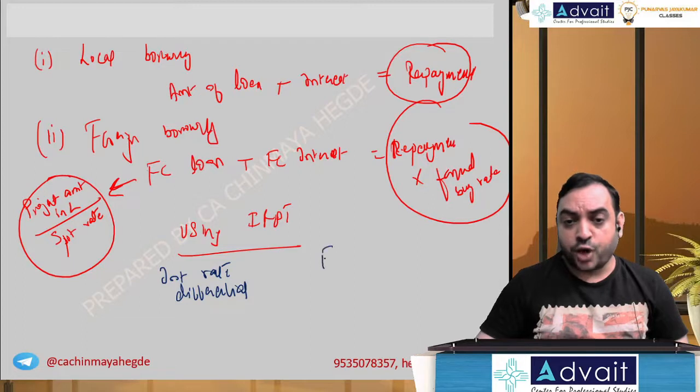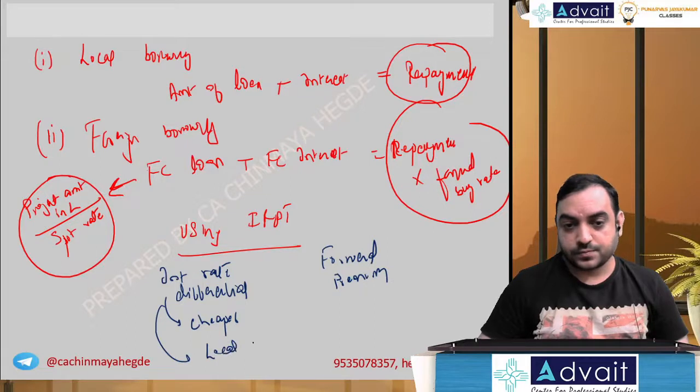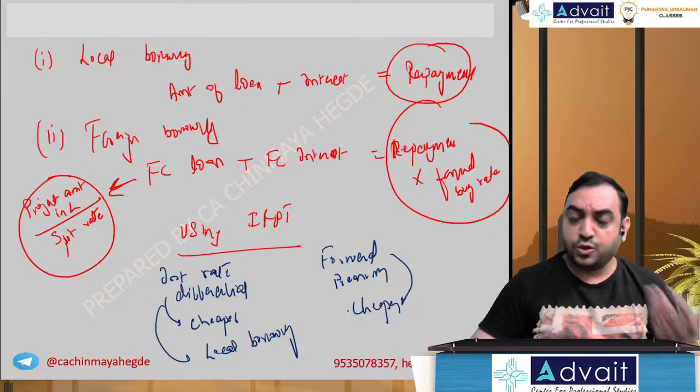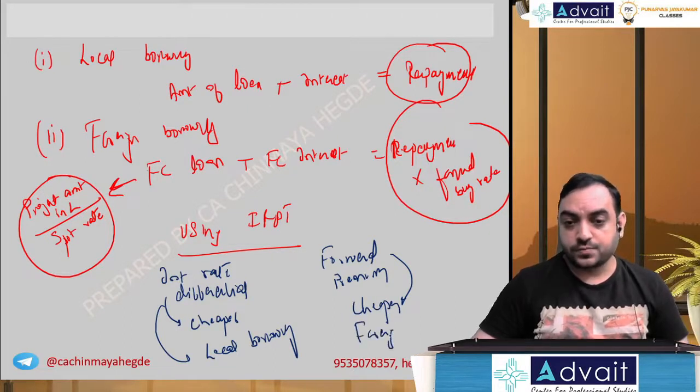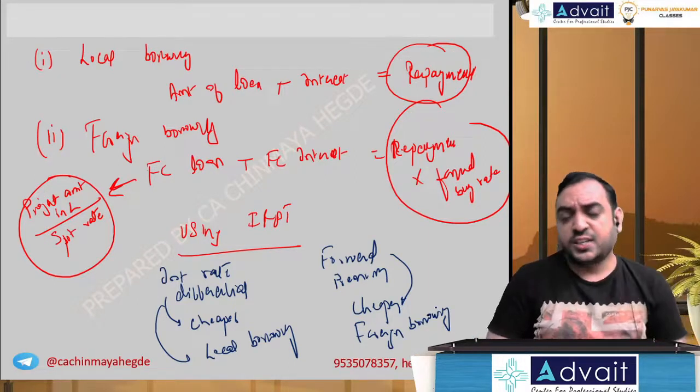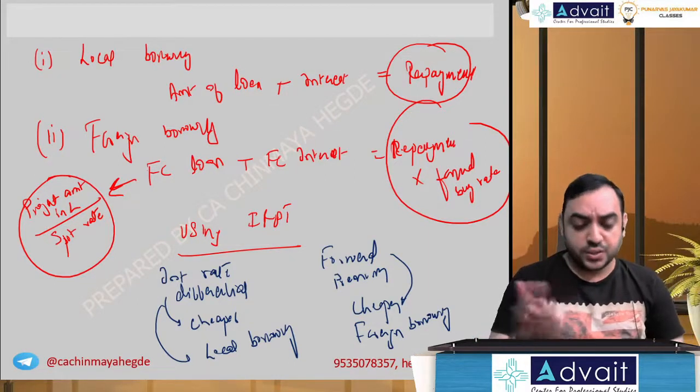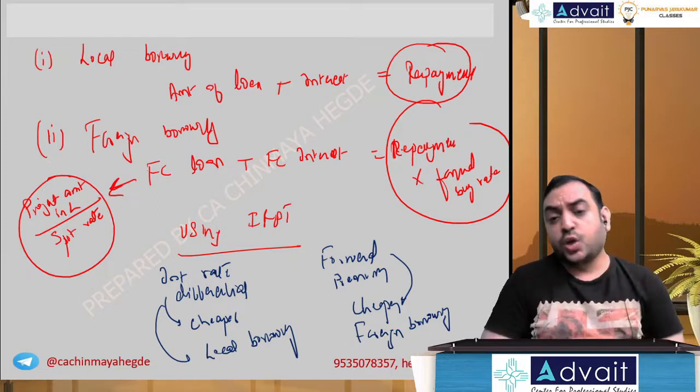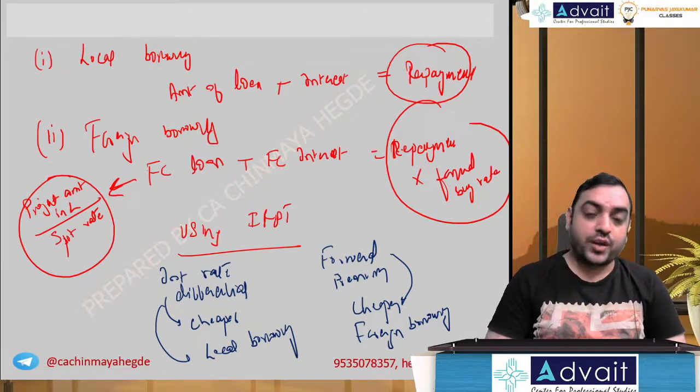Then we compare with forward premium. So if interest rate differential is cheaper, you go for local borrowing. If forward premium is cheaper, then you go for foreign borrowing. This is another way of giving the recommendation. So this is the problem on particularly local borrowing versus foreign borrowing.